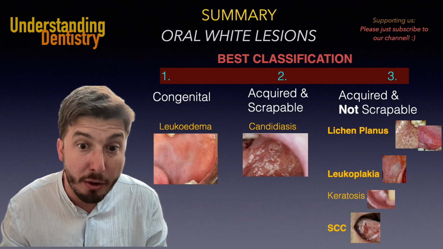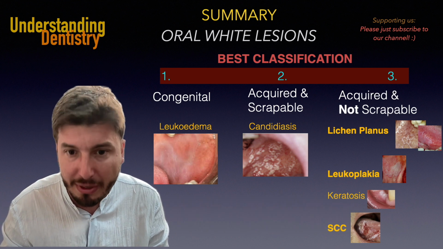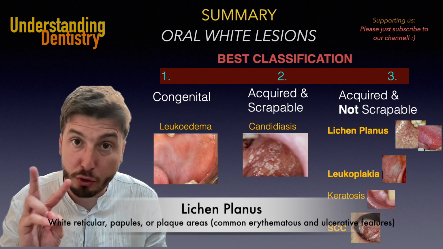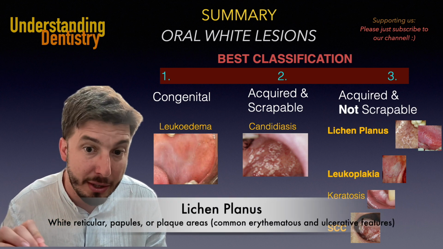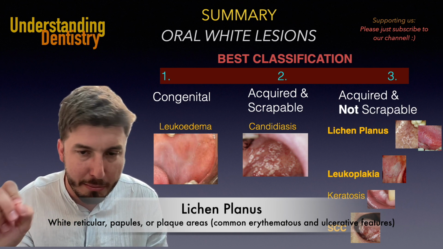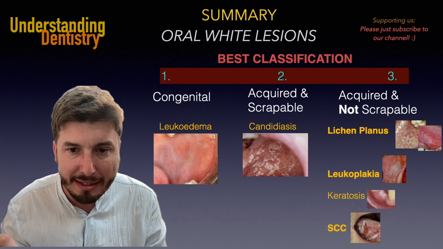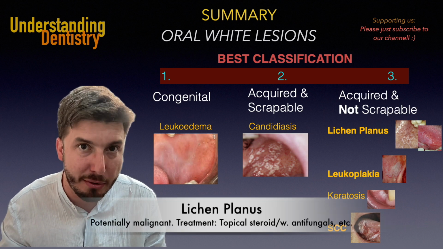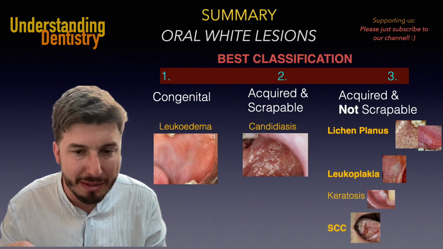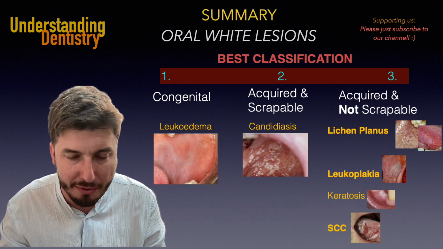Then you have acquired and not scrapable, and those are Lichen Planus, the main ones, and you have two main patterns. The reticular one, where you have those polygons being formed by the white areas, and then you have the plaque style of the Lichen Planus, so the plaque presentation. I'm going to show you some images and the reference, of course.